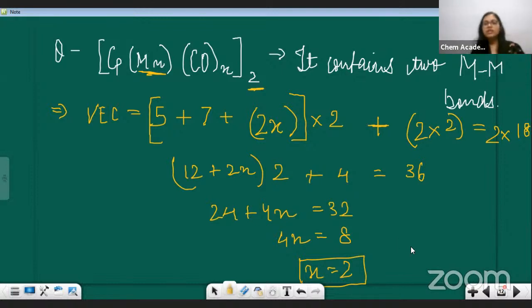I hope everybody got it. It is very important for you to include the contribution of the metal-metal bonds, or your answer is going to be incorrect. Be very careful. It may or may not be mentioned in the question that the number of metal-metal bonds in this compound is this. It is very much possible that sometimes you might have to find it out on your own. So in cases like that, just remember to always include the contribution of the metal-metal bond.